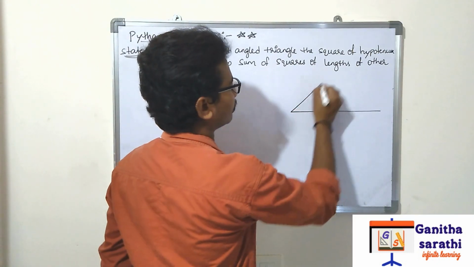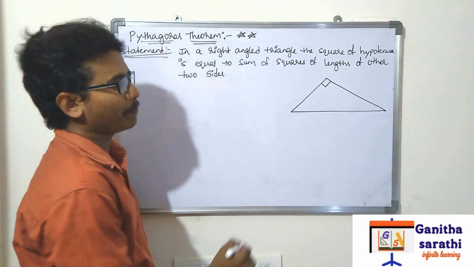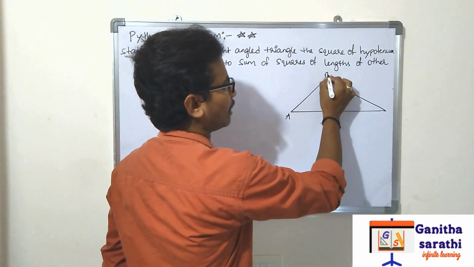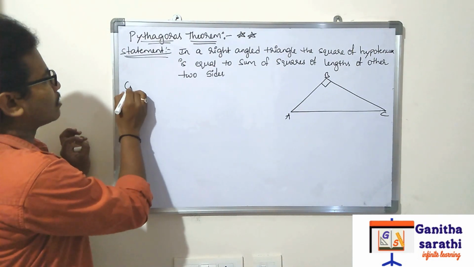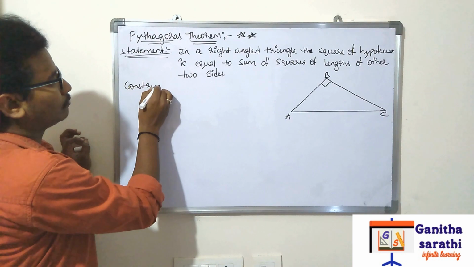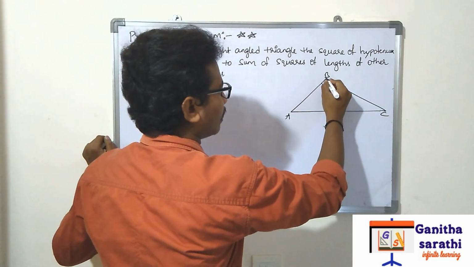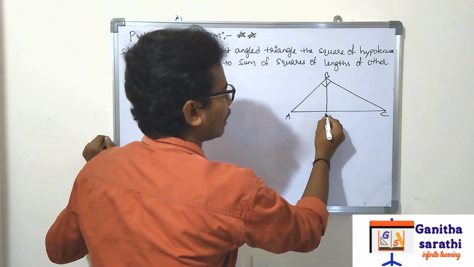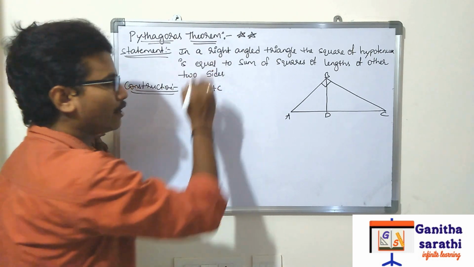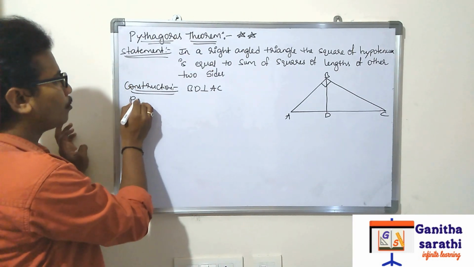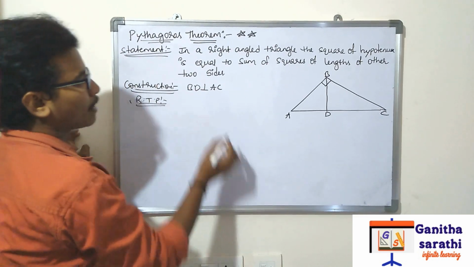Listen carefully. If we take angle B, if angle B is 90 degrees, now I am doing a small construction. What is the construction? Take BD as the perpendicular line to AC. BD is the perpendicular to AC, and what do we have to prove?